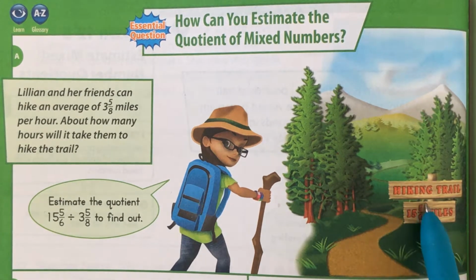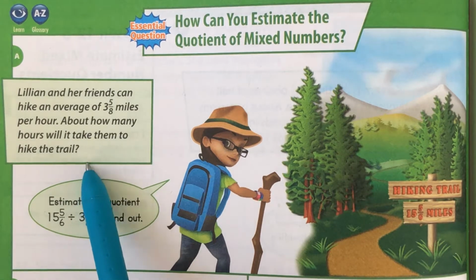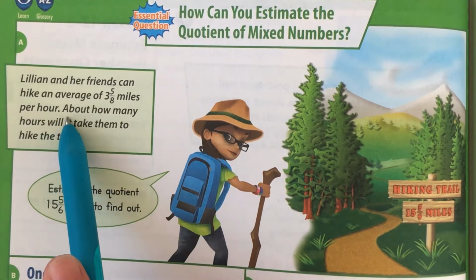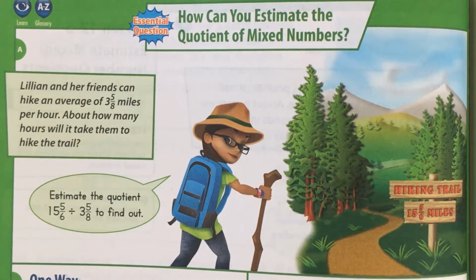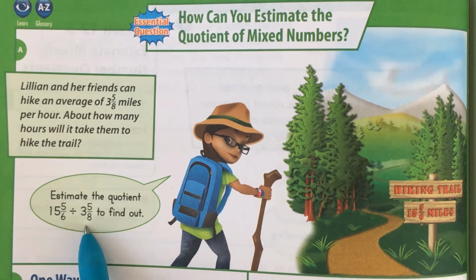So I see the hiking trail right here. It says it's 15 5/6 miles. So they average 3 5/8 miles per hour. So they want to know how many hours. What key word in this box tells you that you're estimating this problem? Well, I see the word about. So that tells me right away, okay, I'm making an estimate. So we're estimating the quotient of 15 5/6 divided by 3 5/8.